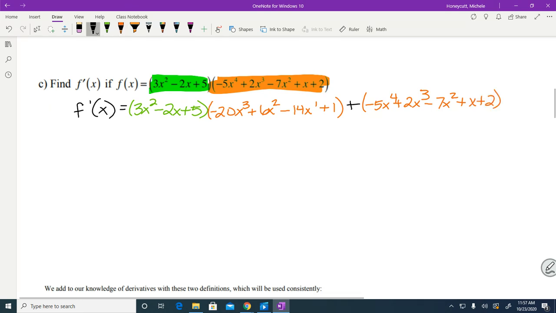So first, derivative of the second, plus the second, so I just copy down the second, times the derivative of the first. So let's see. Derivative of 3x squared would be 6x. Derivative of negative 2x is minus 2. And then derivative of 5 is 0. So look, I have taken the derivative. Now from here, I could go ahead and distribute everything out and simplify, but you're not always asked to simplify.